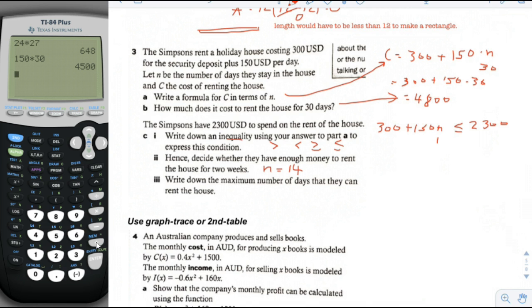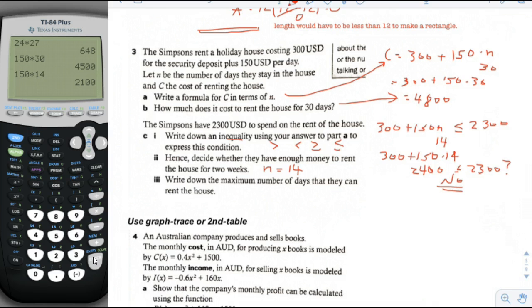So let's see. If we put 14 in for n, does that work out? 300 plus 150 times 14. What does that equal? 150 times 14 is 2,100, plus 300, which would be 2,400. Is that less than 2,300? No. Okay, so they do not have enough money to rent for 2 weeks.